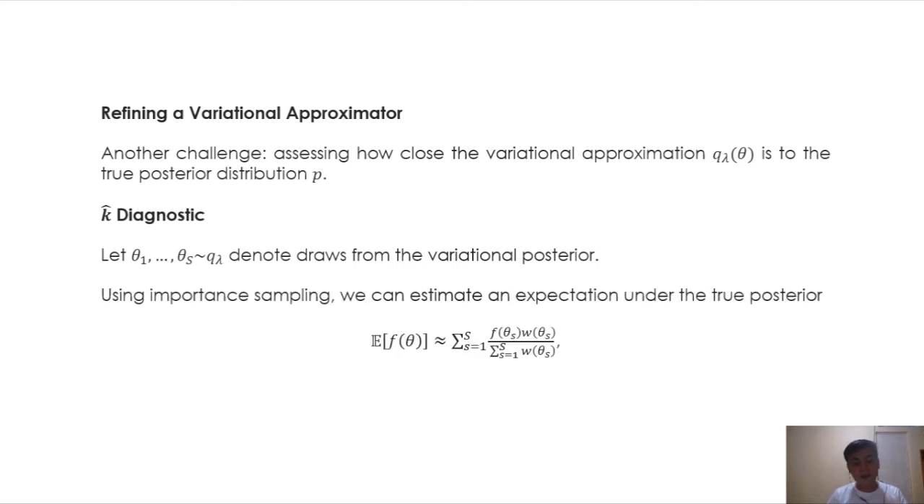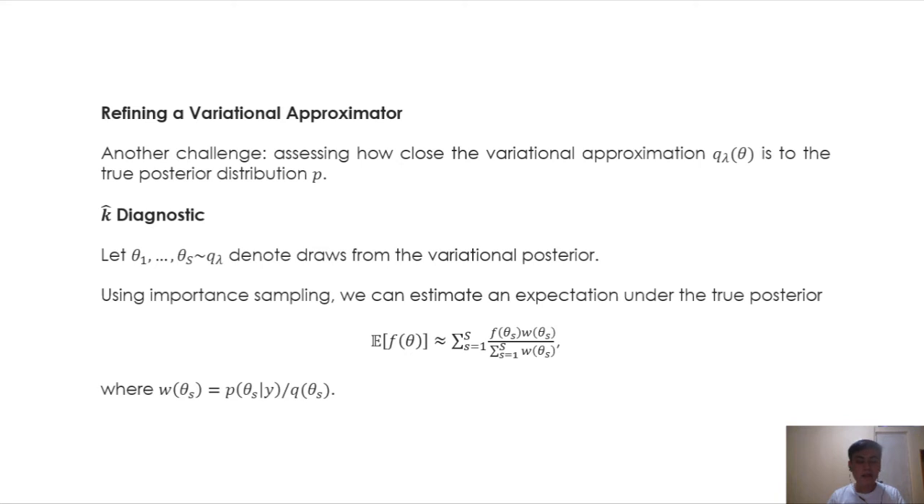Now, using importance sampling, we can estimate an expectation under the true posterior given by the following expression. And here, our weights, W theta s, is equal to P theta s given y over Q theta s. And we note that if our proposal distribution is far from our true posterior distribution, the weight W theta s will usually have a high, or a very high, or an infinite variance.